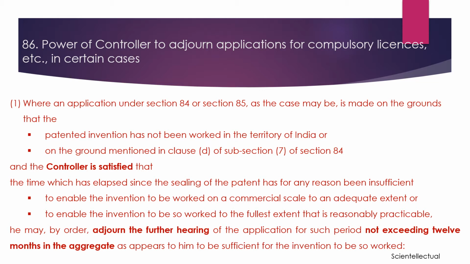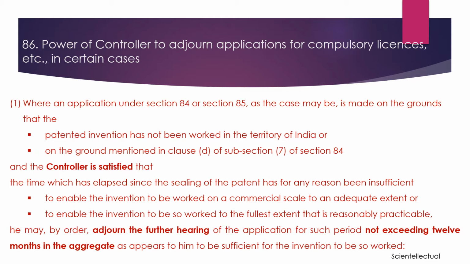the controller is satisfied that the time which has been elapsed since the sealing of the patent, that is grant of patent, has for many reasons been insufficient to enable the invention to be worked on commercial scale to an adequate extent, or to enable the invention to be worked to the fullest extent that is reasonably practicable, then he may adjourn further hearing of the application for such period not exceeding 12 months in aggregate as appears to him to be sufficient for the invention to be worked.